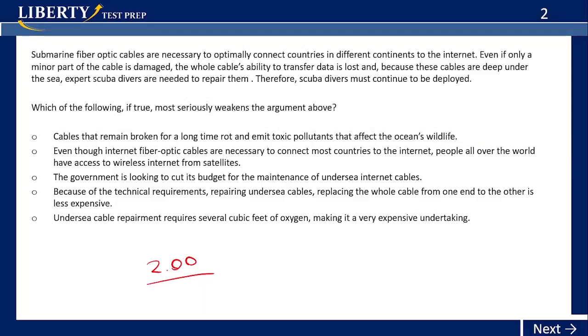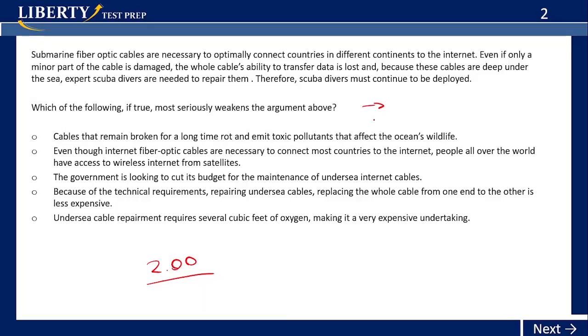All right, so here the question is about weakening, right? Which of the following, if true, most seriously weakens the argument above? What is the argument about? Submarine fiber optic cables are necessary to optimally connect countries in different continents to the internet. Even if only a minor part of the cable is damaged, the whole cable's ability to transfer data is lost. And because these cables are deep under the sea, expert scuba divers are needed to repair them. Therefore, scuba divers must continue to be deployed.